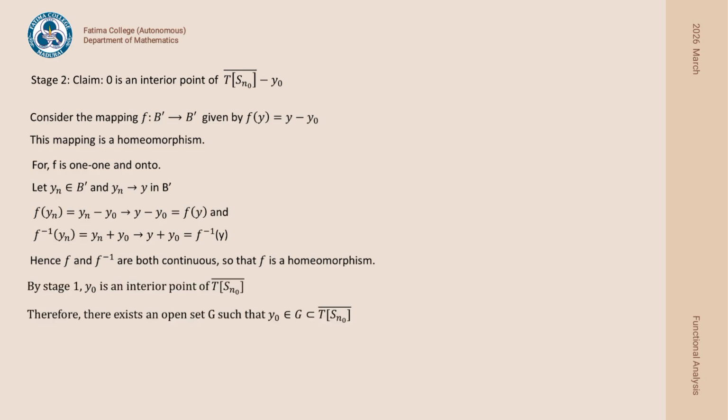So, let us now consider f of yn. By the definition of f, it is yn minus y naught. As yn converges to y, yn minus y naught converges to y minus y naught, which by definition is equal to f of y. That is, f of yn converges to f of y. And f inverse of y by definition is equal to y plus y naught. As yn converges to y, yn plus y naught converges to y plus y naught, which by definition is equal to f inverse of y. Therefore, both f as well as f inverse are continuous, so that f becomes a homeomorphism.